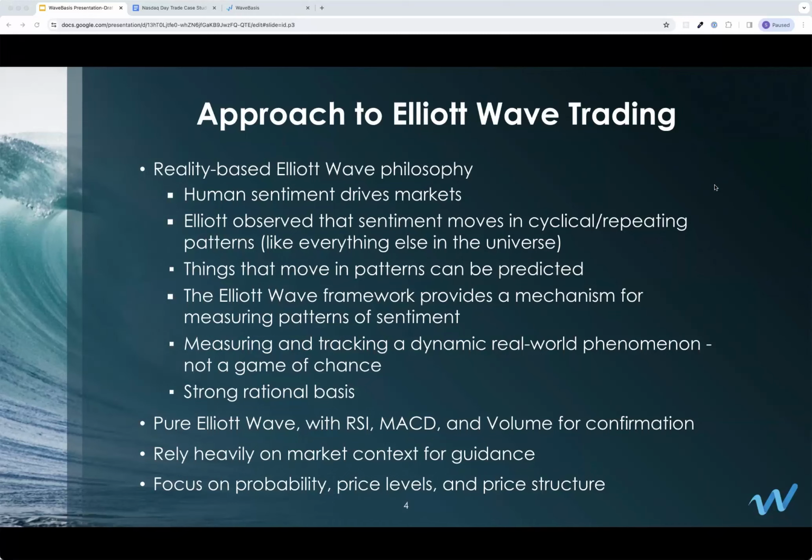So I call it a reality-based Elliott Wave philosophy. Human sentiment drives markets. If enough people think a market is going to go up, it goes up. That's how markets work. And if you are looking at a chart, it might seem like you're trying to predict something external, like maybe where the ball is going to land in a roulette wheel, for example.